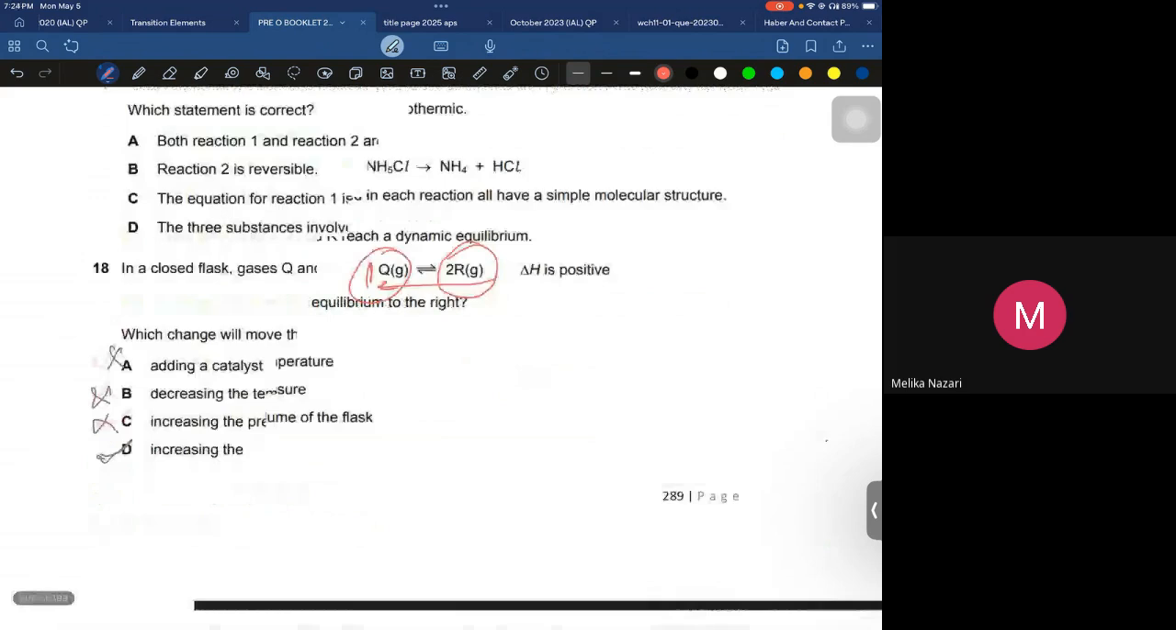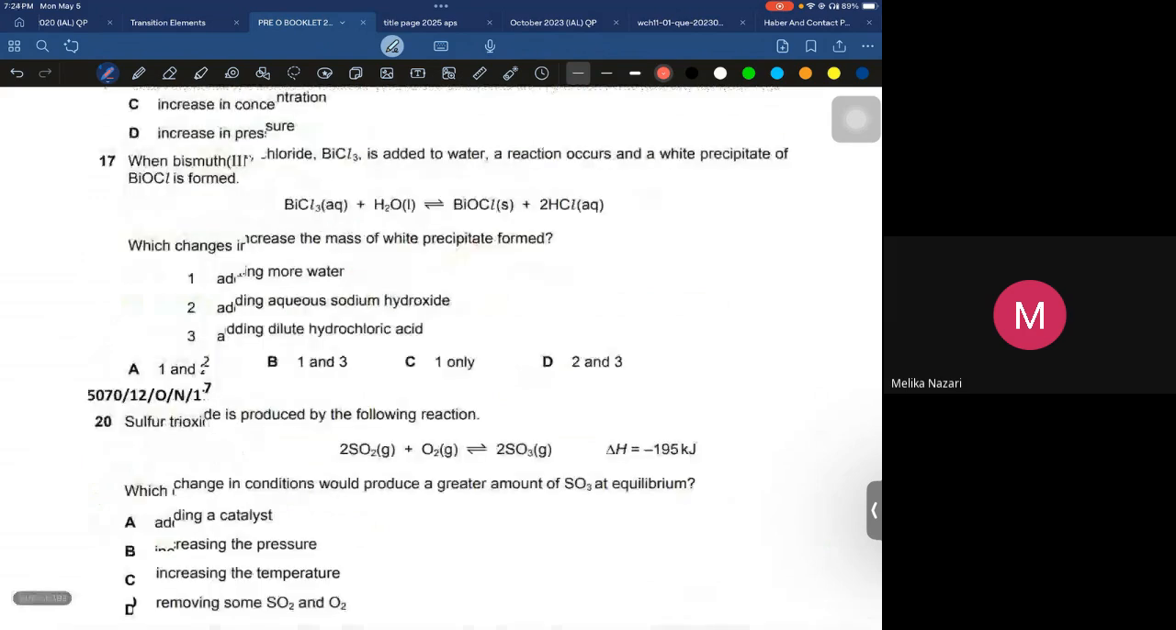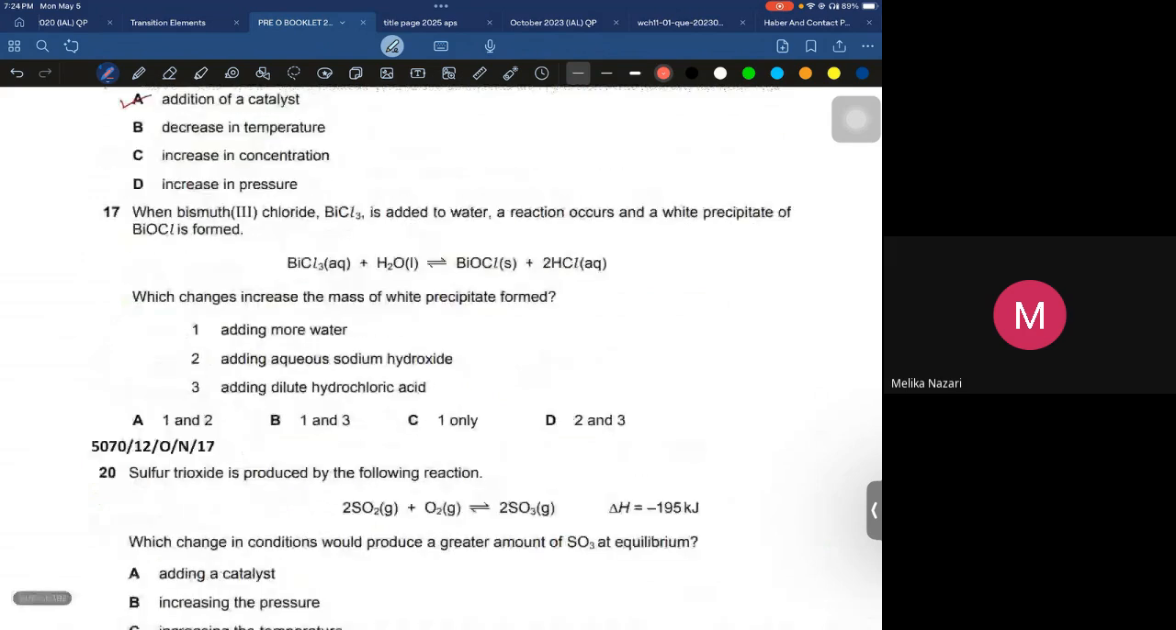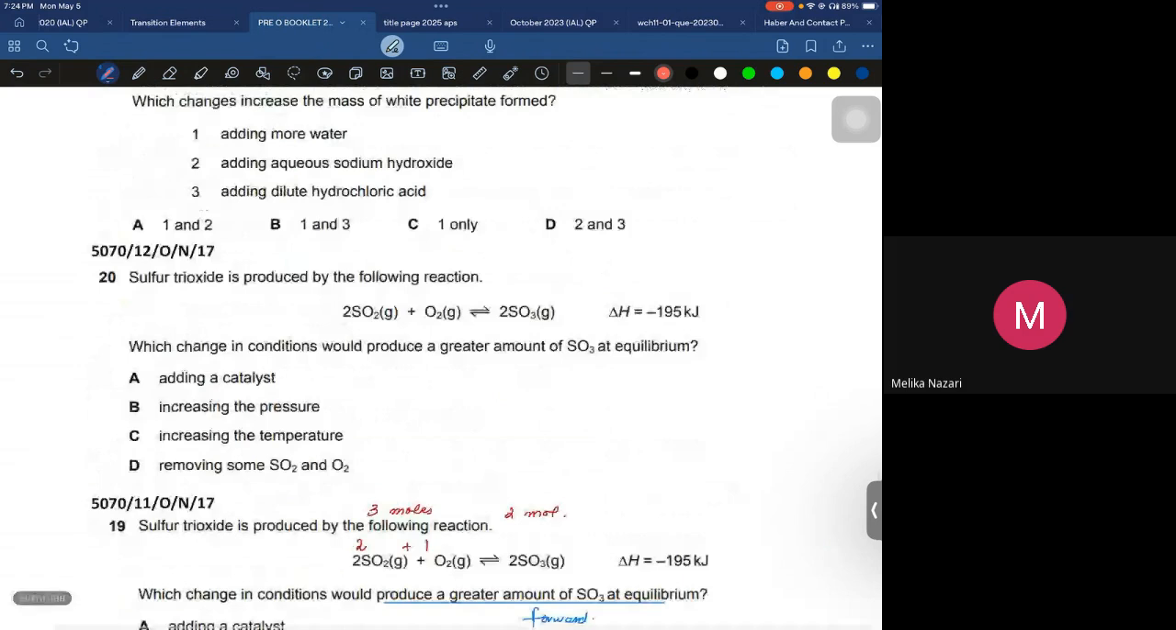Again, a repeated question. This is a good one, but you don't know the concept of acid base, so I'm going to leave this question.